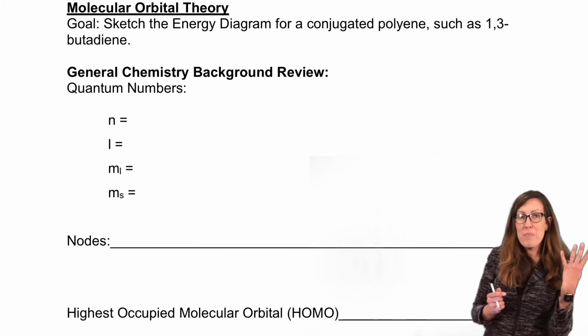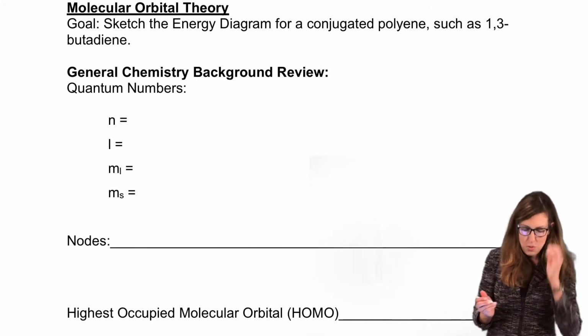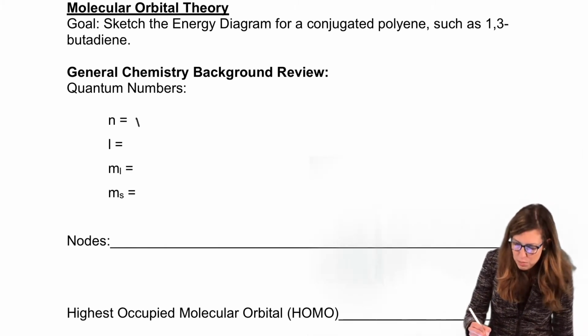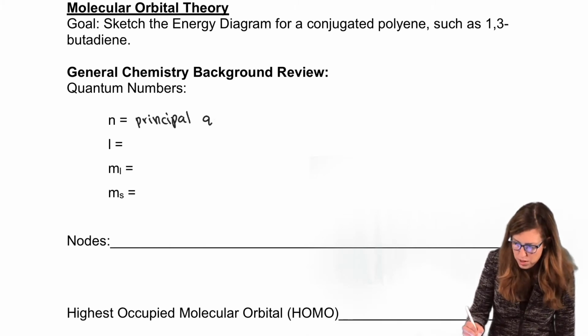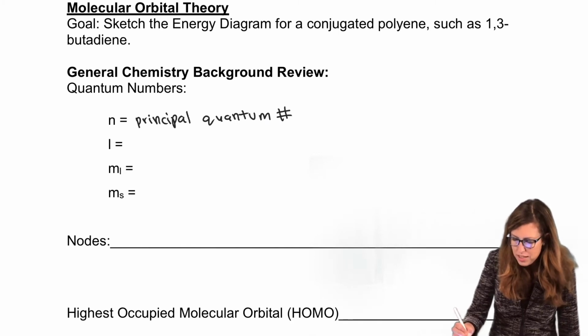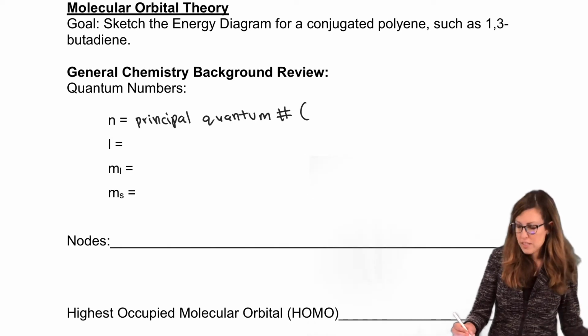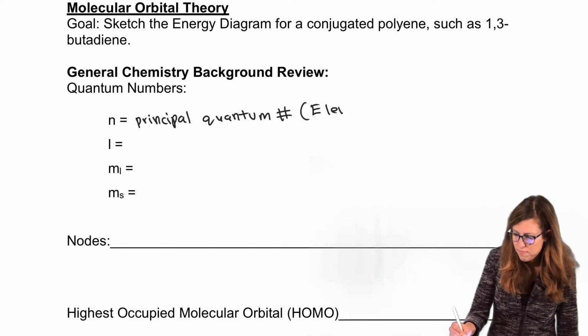There are 4 quantum numbers to describe where an electron is, and we're going to refer to them. So we need to know those quantum numbers. n is our principal quantum number. Why do we need that? That tells us the energy level, which is related to the distance from the nucleus.